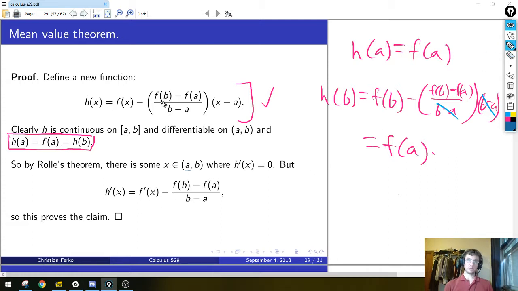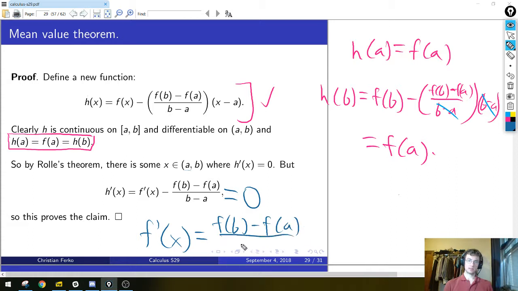But if we directly differentiate h, applying linearity again, the derivative of the first term, f, is f prime. The derivative of this thing, which is just a line, is its slope, minus f of b minus f of a over b minus a, because this guy multiplies the x. So if there exists a point where this equals 0, then by adding this junk to both sides, at this point x, which we are guaranteed exists, we have that f prime of x equals f of b minus f of a over b minus a. And this is what we wanted to prove, that there's a point where the tangent line slope equals the secant line slope.